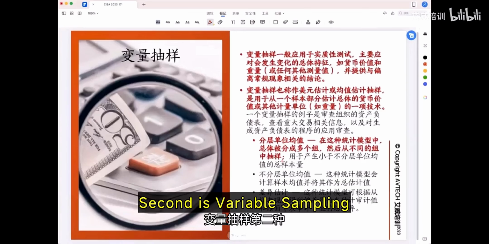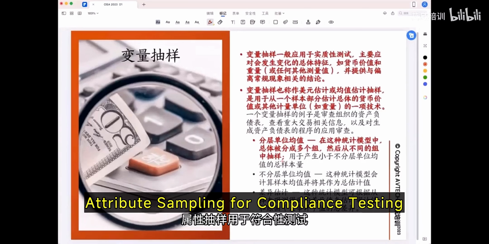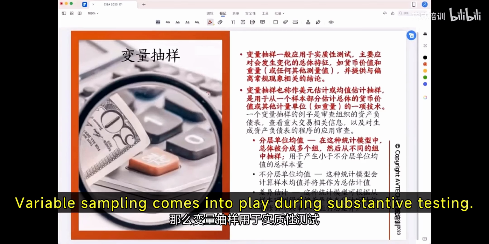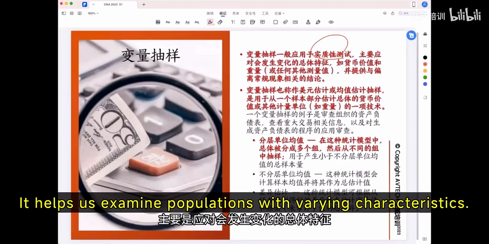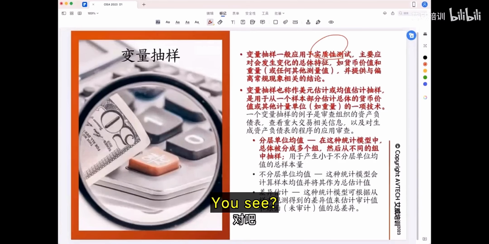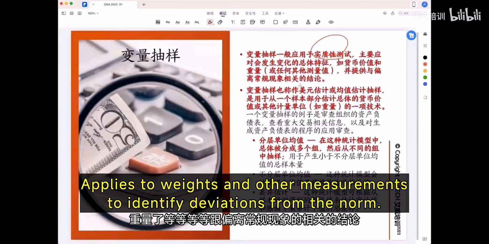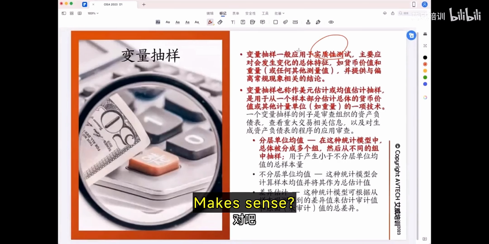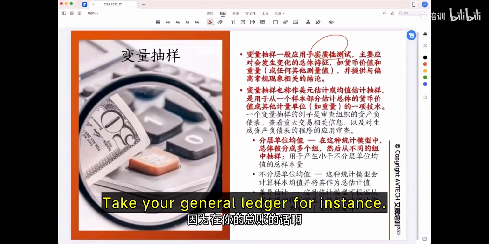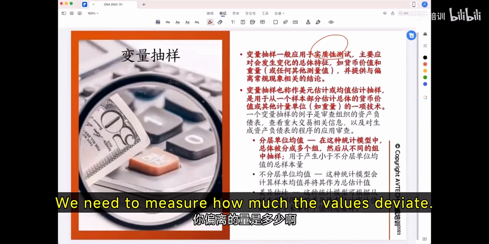Second is variable sampling. Attribute sampling is for compliance testing. Variable sampling comes into play during substantive testing. It helps us examine populations with varying characteristics. You'll see, this is particularly useful for monetary values. It applies to weights and other measurements to identify deviations from the norm. Makes sense. Take your general ledger for instance. We need to measure how much the values deviate.